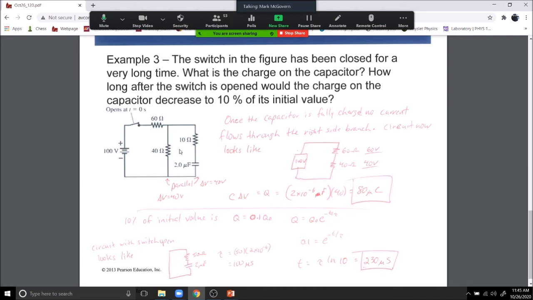And so this is a little weird, because when it's closed, there's a parallel configuration between the 40, the 10 and the capacitor. But then when you open the switch, the current's just going to flow in the right loop there.